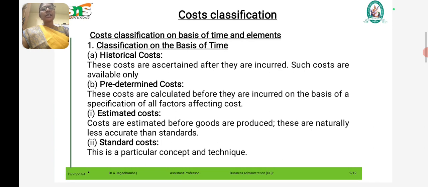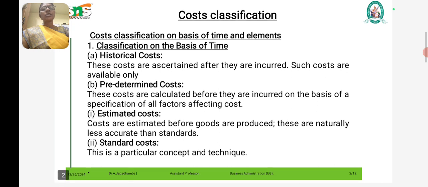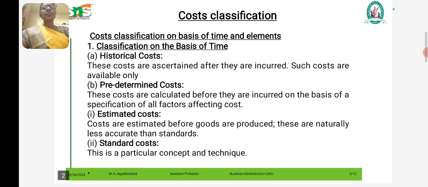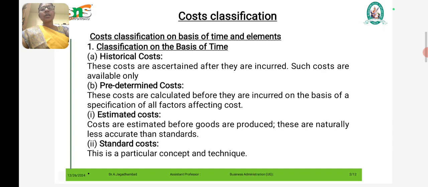Historical cost is ascertained after it is incurred. Next is predetermined cost, where the expenses are determined in advance. It is calculated before production on the basis of the specification of all factors affecting cost. We know what costs are needed for a particular production, so we specify all the factors, and it is the predetermined cost.